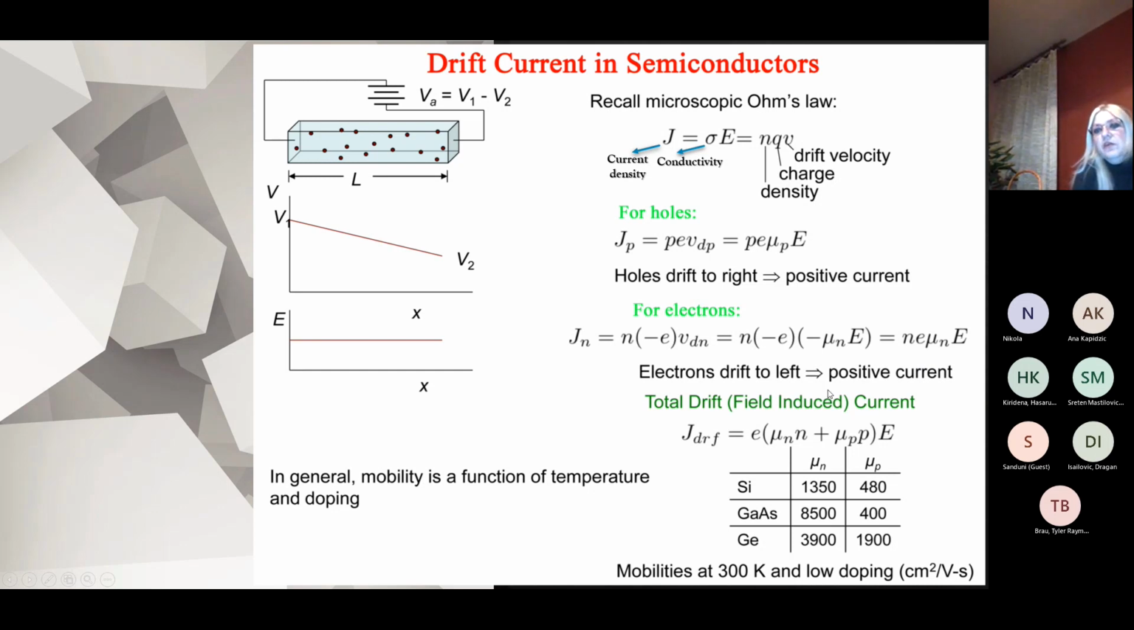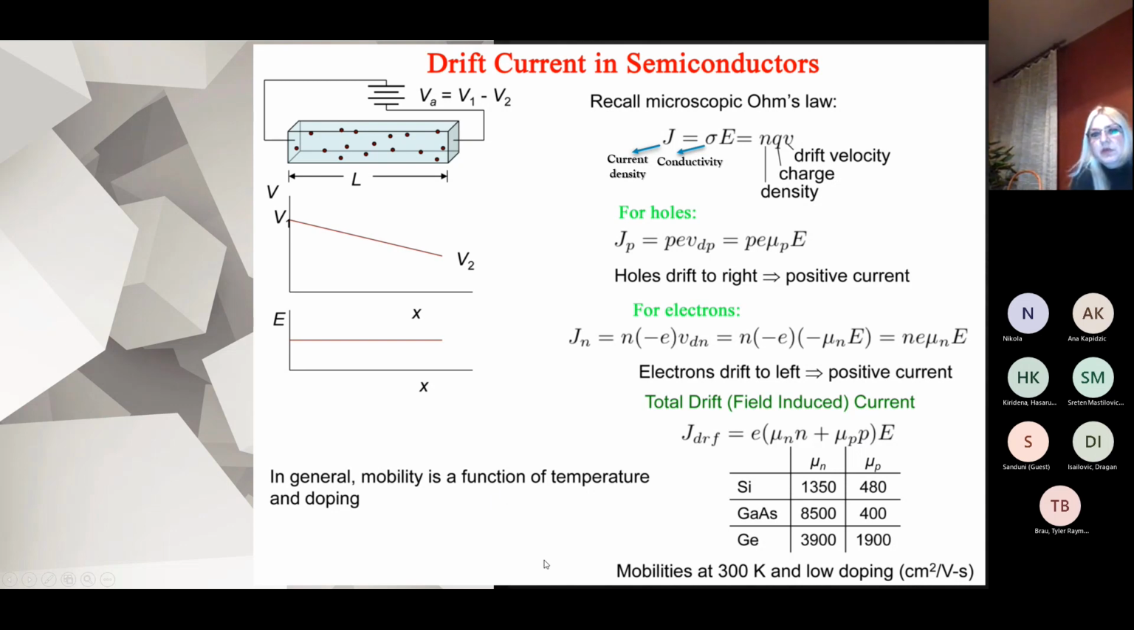And then the total drift, or field-induced, current will be given by this equation. So just basically the sum for the holes and for the electrons. And here you can see that it depends on the mobility and on the electric field.